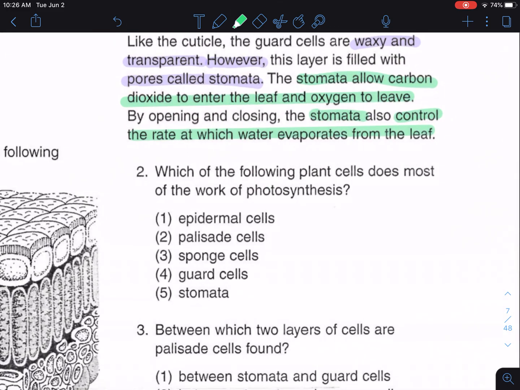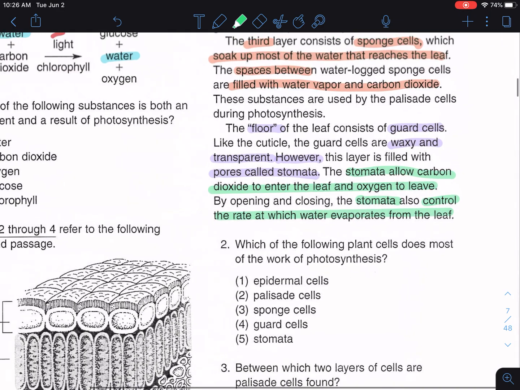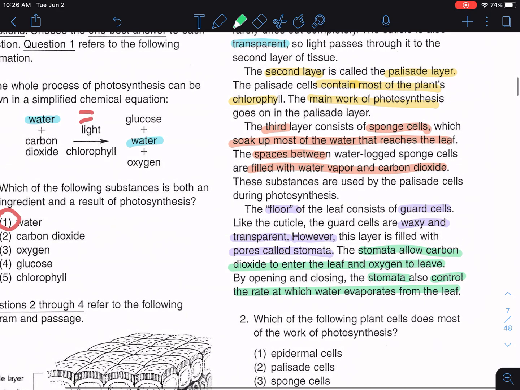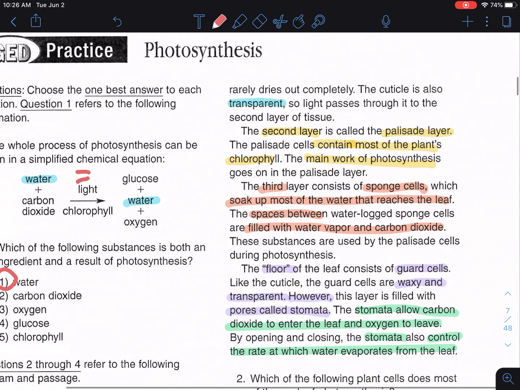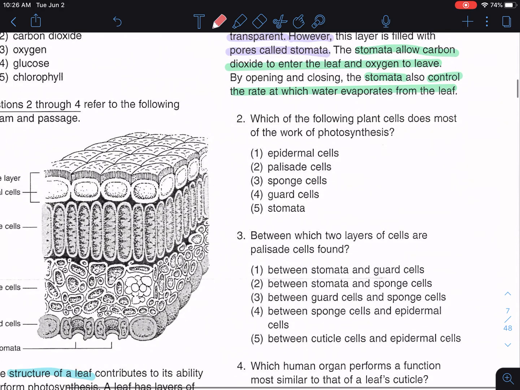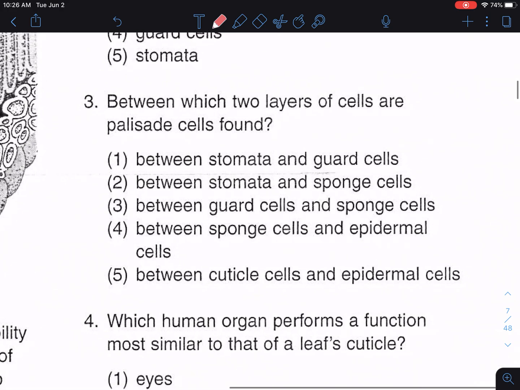So let's see. First question. Which of the following plant cells does most of the work for photosynthesis? So we're going to go right here to this paragraph where it says main work of photosynthesis, second layer. And the second layer is called the palisade layer. So I just went back up to my passage. I'd already marked up the text and I looked for that answer. That was explicitly stated.